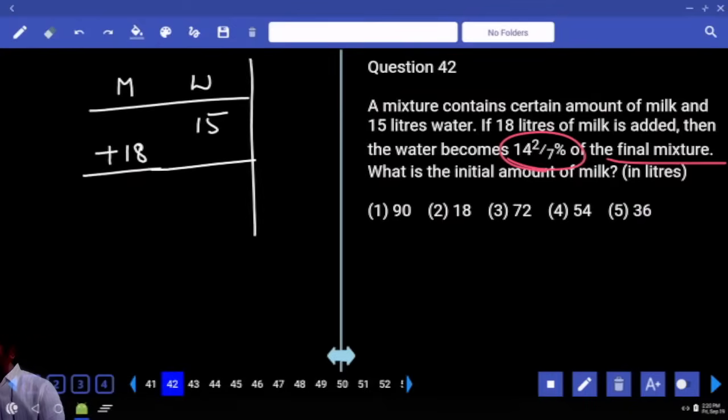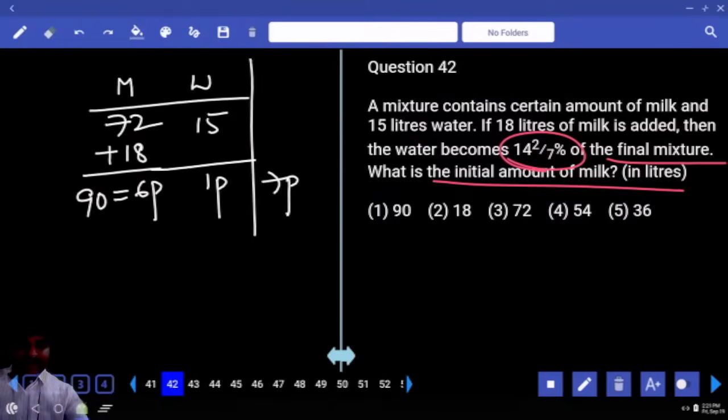So that means if final mixer is 7 parts, water is 1 part, then milk will be, if 1 part is equal to 15 liters, 6 parts is going to be 90 liters. That means after adding 18 liters, it becomes 90. Then before, 72. Initial amount of milk, 72 liters. Is it clear?